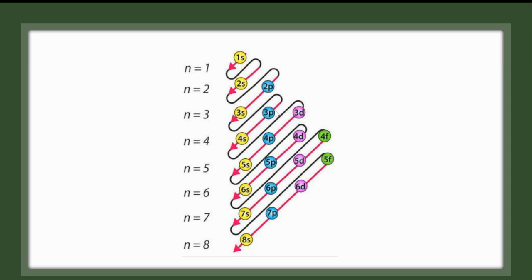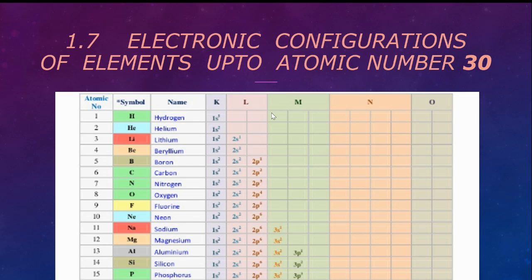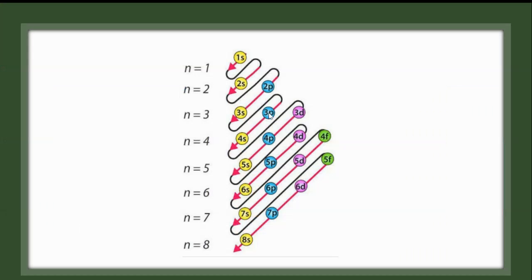You can observe here that after 3p we would expect 3d, so that the third shell is completed totally. But what happens is that after 3p, the next electron enters 4s. The reason is that the n plus l value for 3p is 3 plus 2, equal to 5, whereas for 4s the n plus l value is 4 plus 0, equal to 4. So 4 is the lesser number.